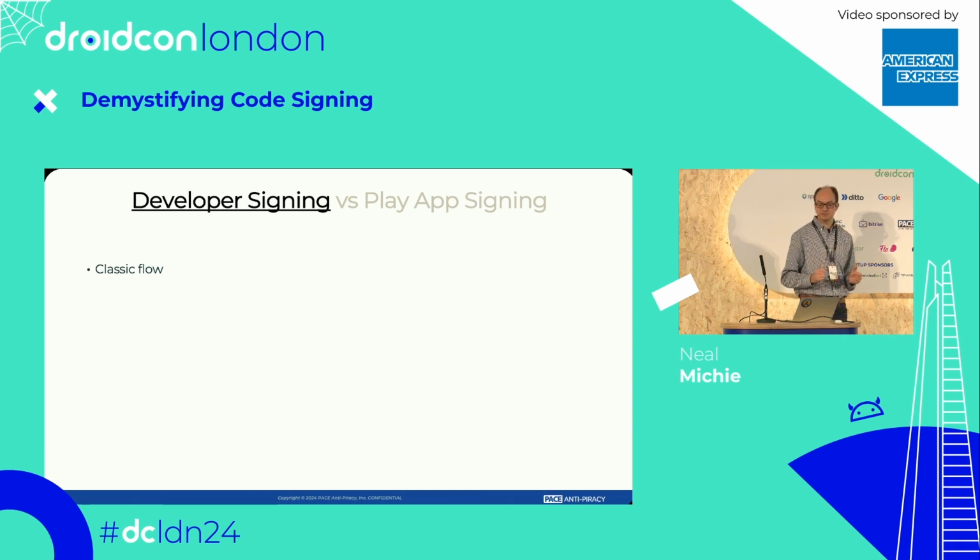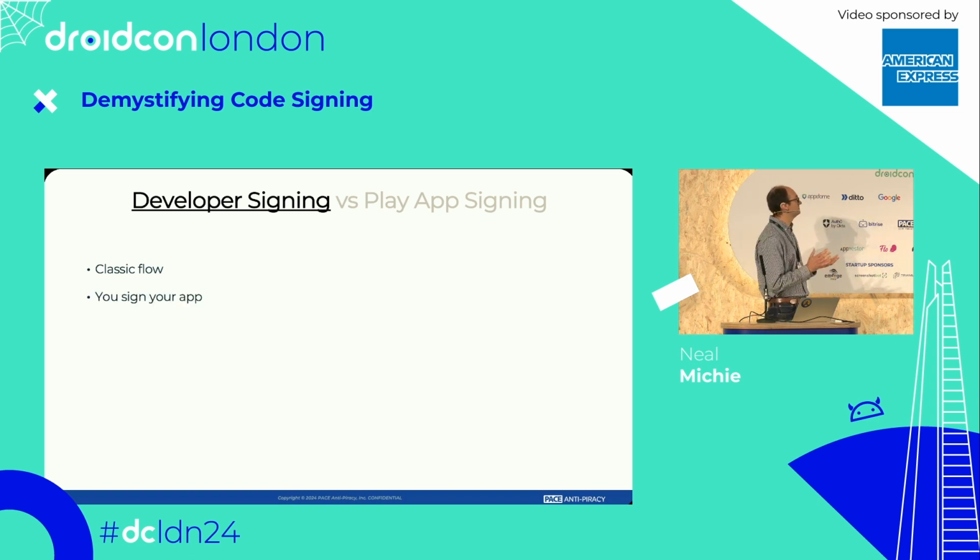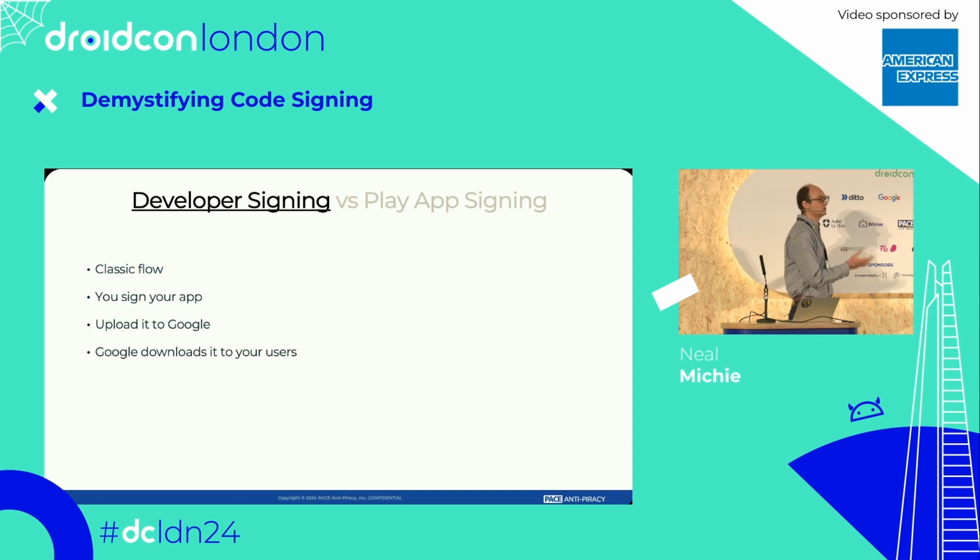So nice and simple, except you've probably noticed 2 flaws with this plan. First, we don't give Google APKs anymore. We upload app bundles, AABs. Secondly, there's this thing called Play App Signing. So I'm going to ignore the app bundle compilation now. We'll come back to that in a second. But let's look at this classic flow, the developer signing. We understand it now. As a developer, you sign the app, you upload it to Google, Google downloads it to the users. Job done. Happy user.